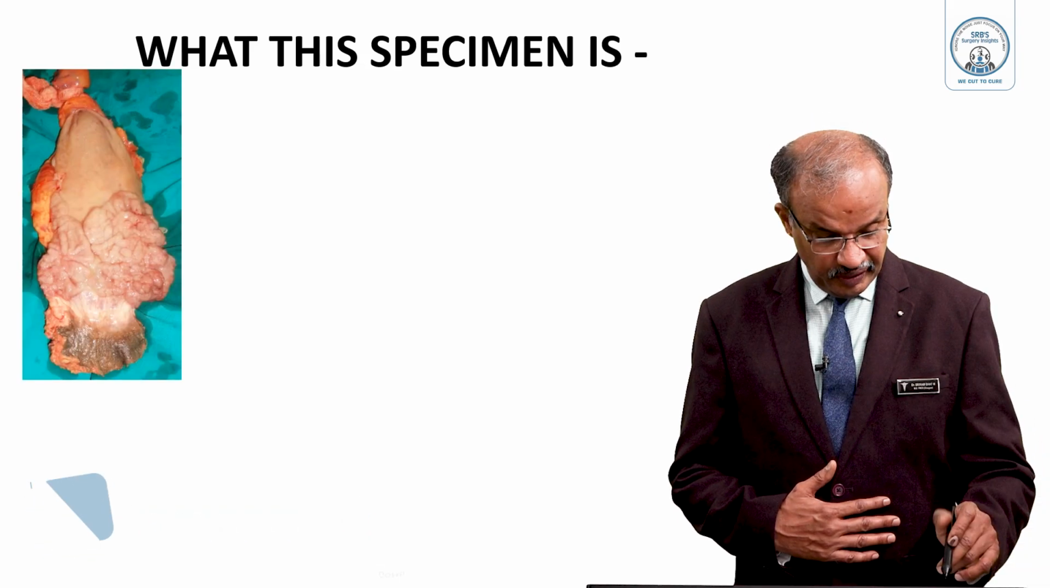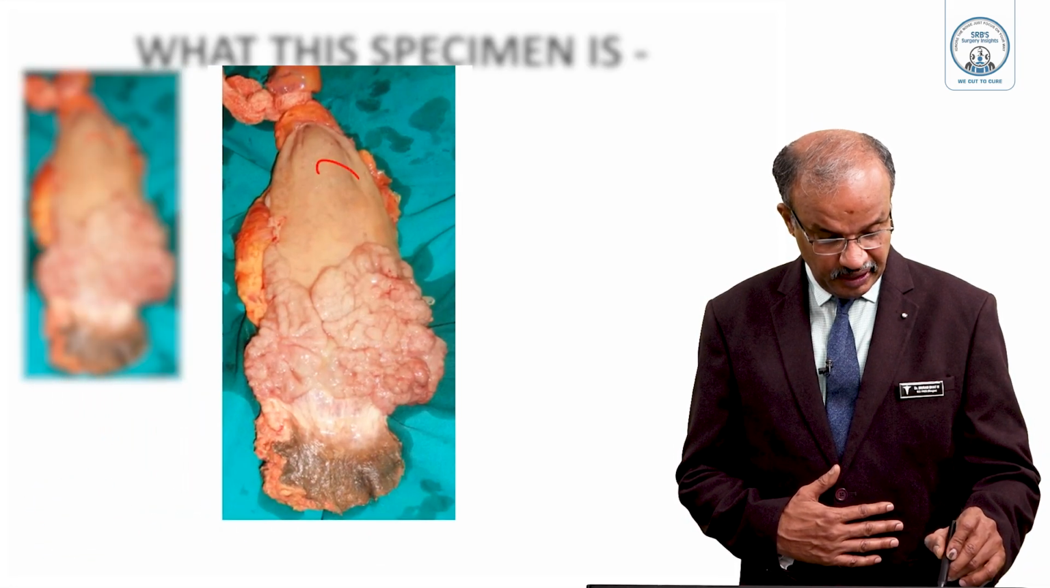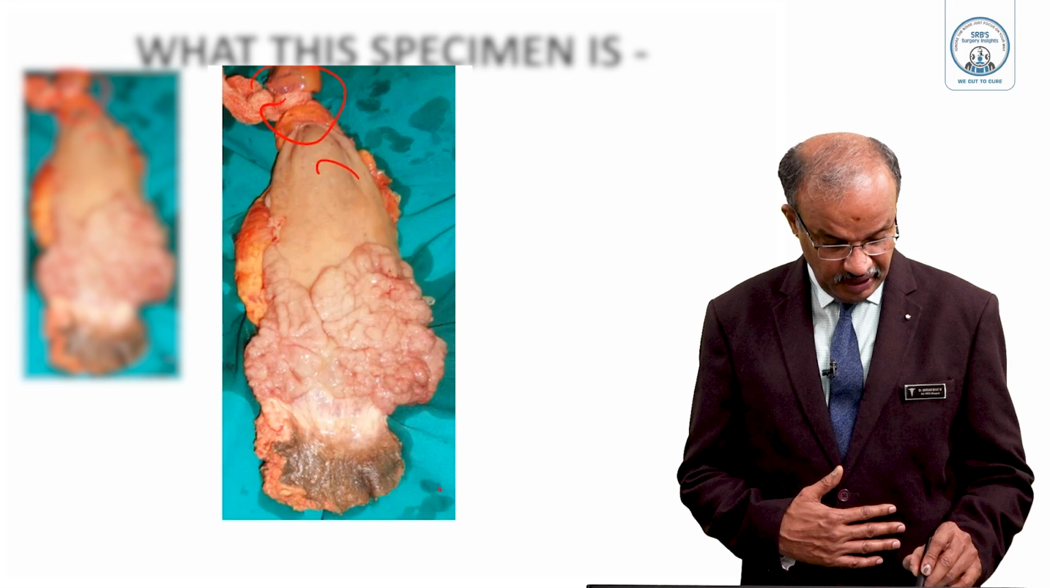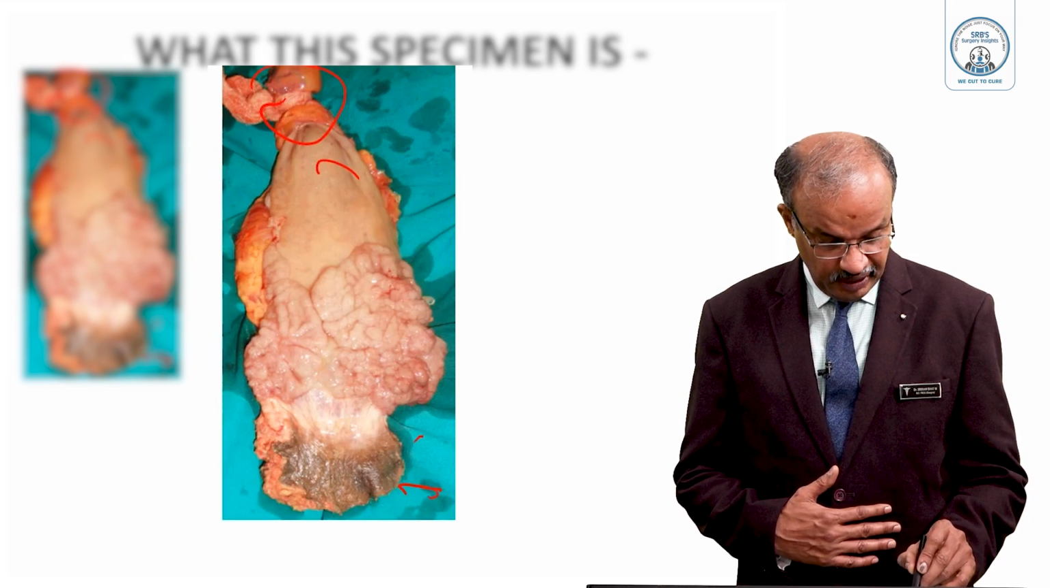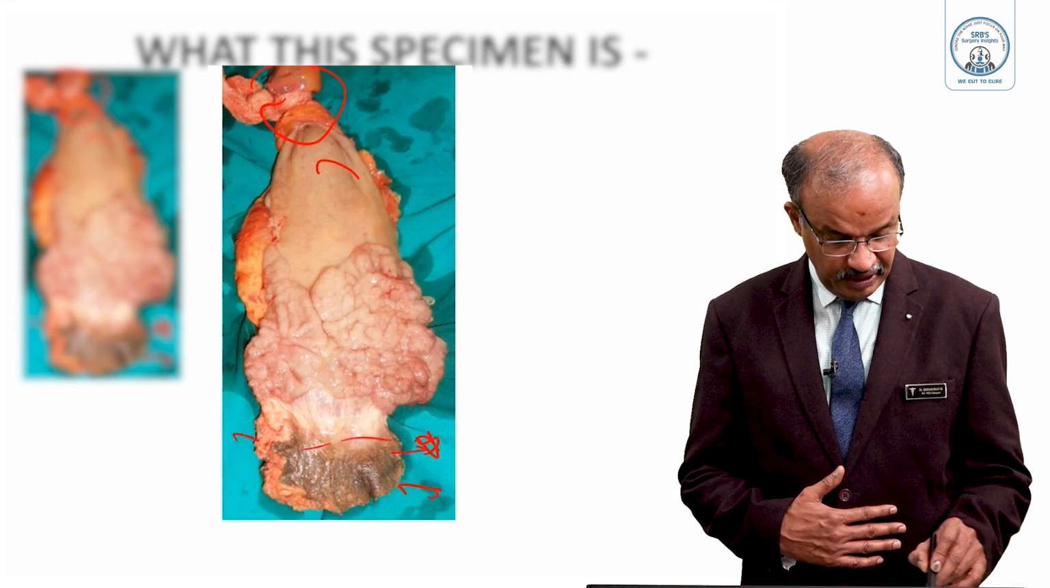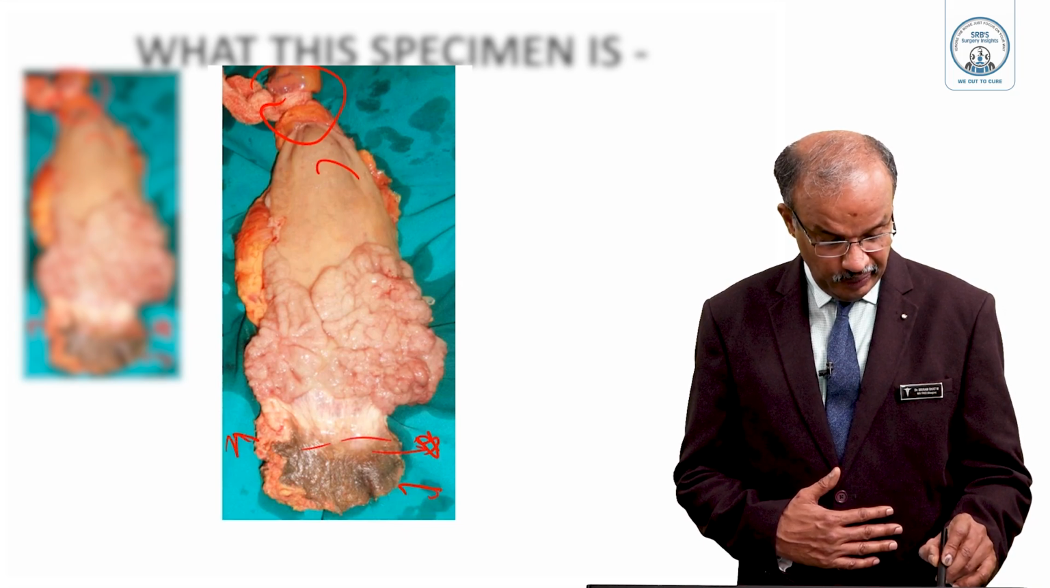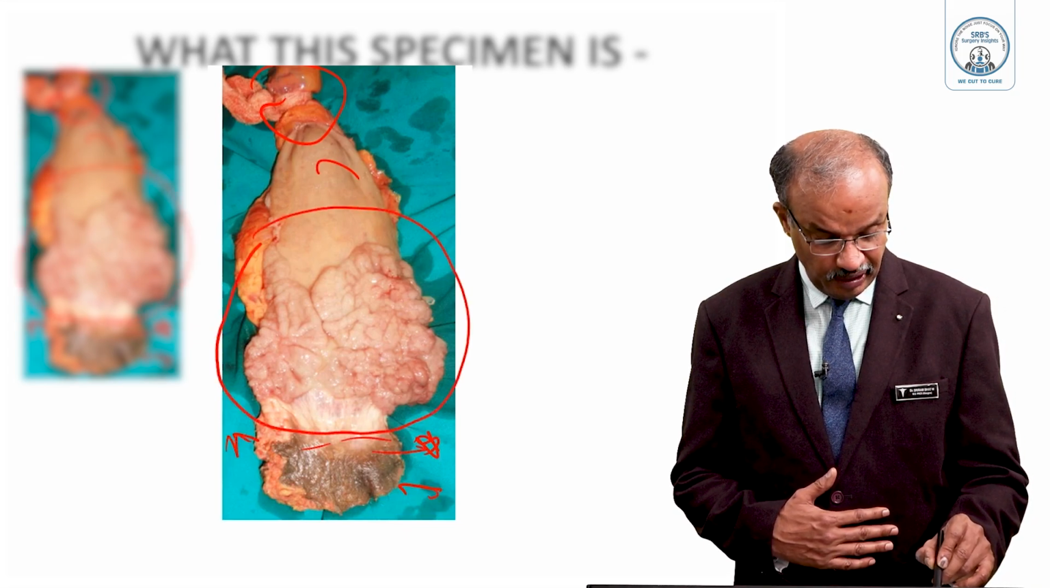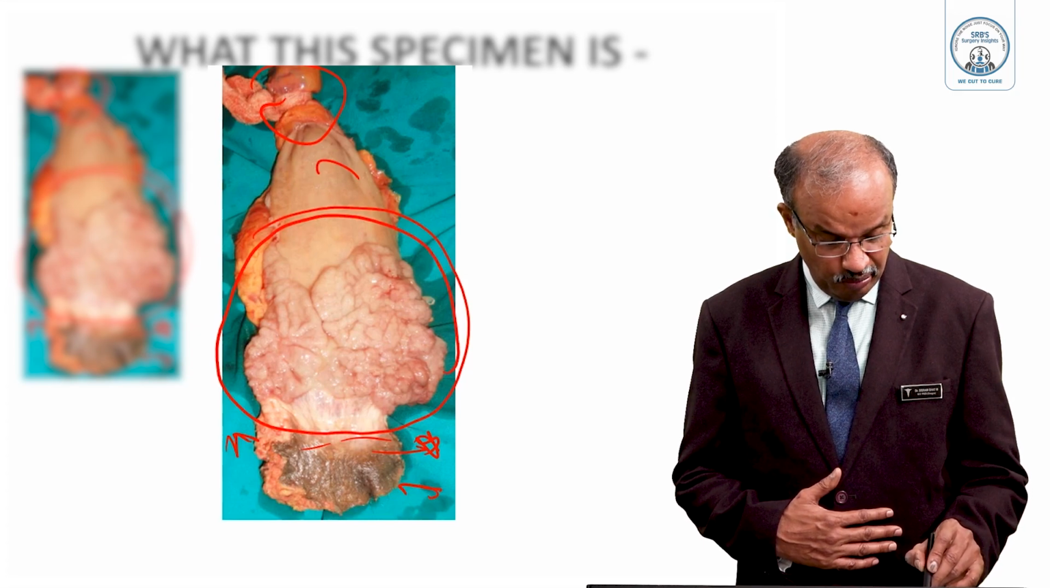Hello students, we will discuss a pathology specimen today which is surgically related. Look at this, what this specimen is. You can see the mucosa here, the cut end of the specimen bowel, the anal canal skin, and the anal margin. Just proximal to that, you can see a proliferative, ulceroproliferative lesion here, just above the dentate line.